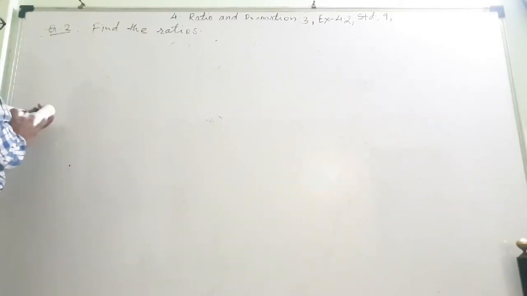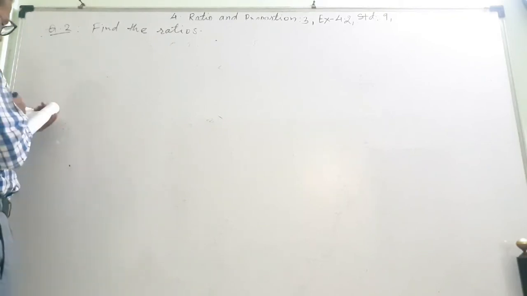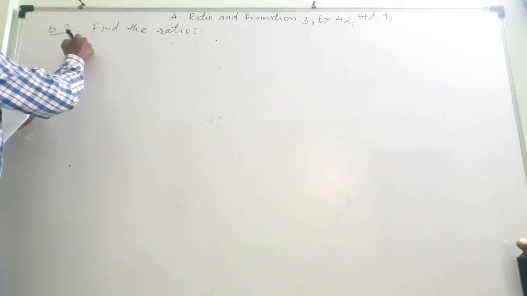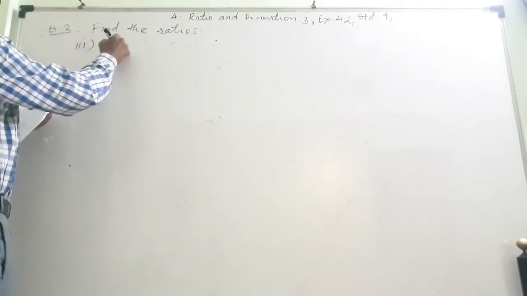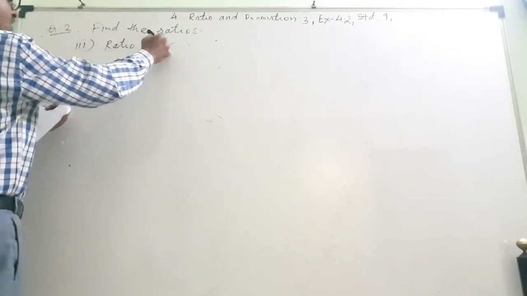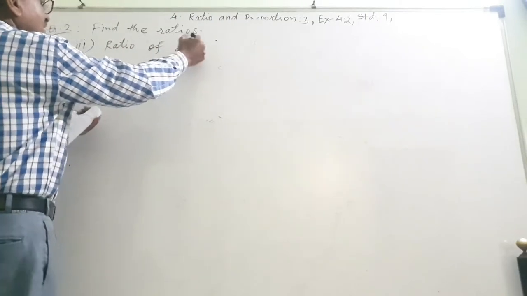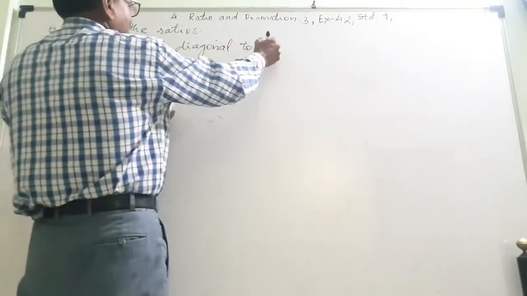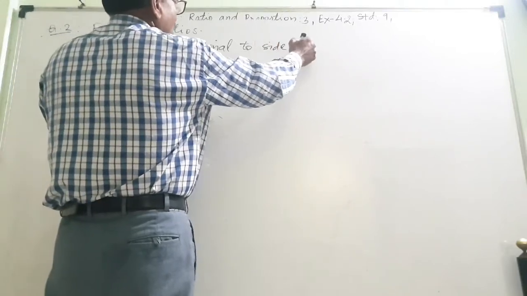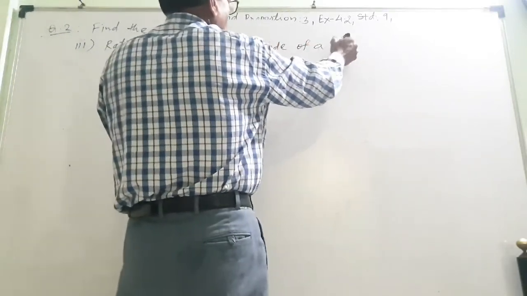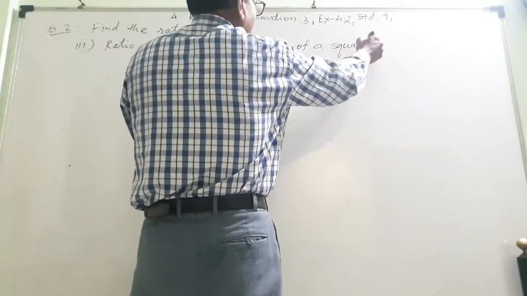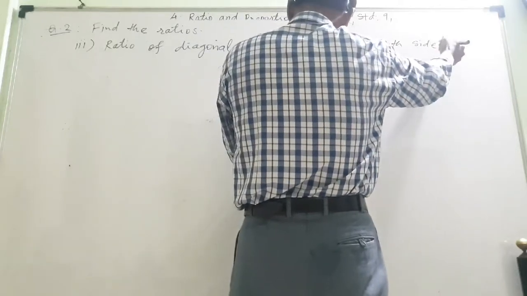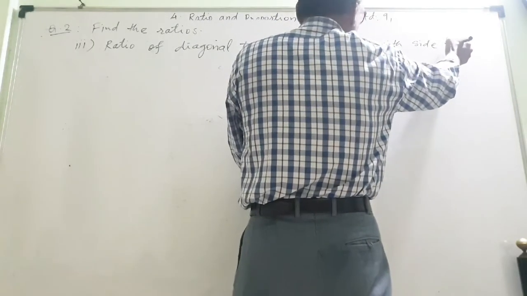Now the third one is the ratio of the diagonal to the side of a square with side, what is that side? 7 cm.